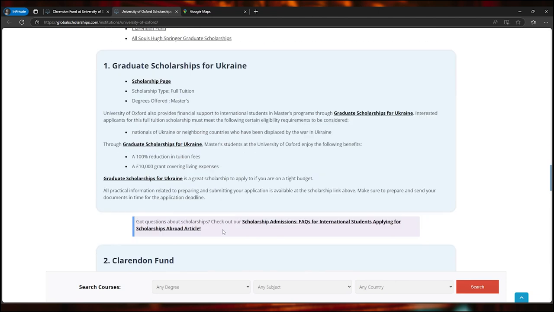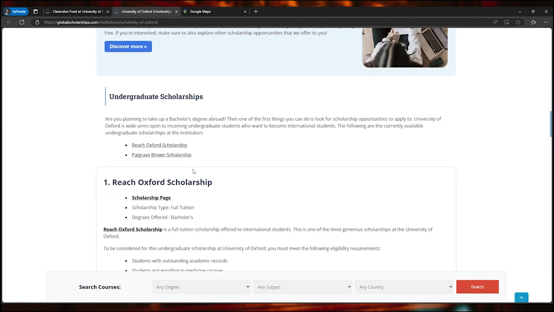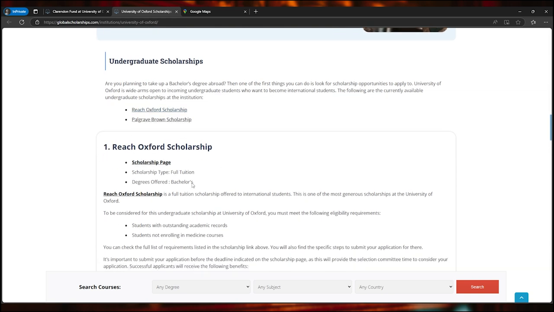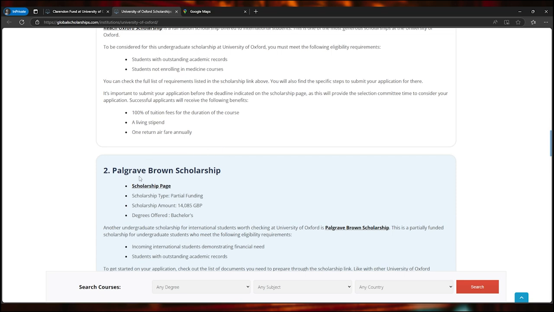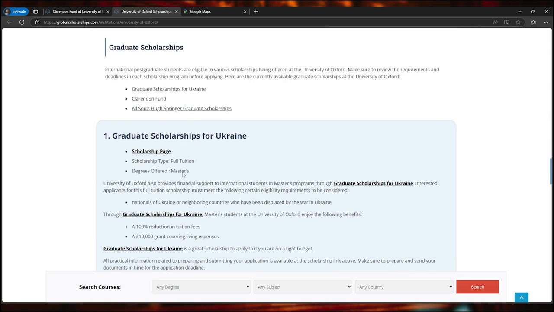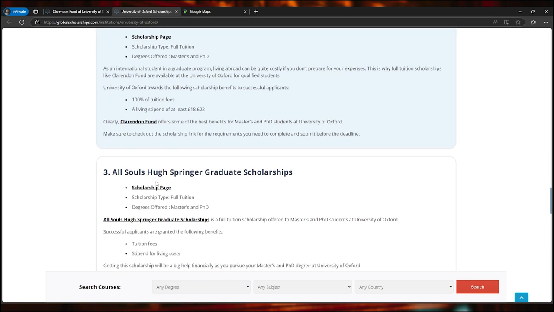As you can see, there are other scholarships. This page shows all the scholarships that we have in our database from that school. For undergraduates, we have two: the Reach Oxford Scholarship, which is full tuition, and the Palgrave Brown Scholarship, which is partial funding. Then for graduates, we have one for Ukraine, which is full tuition, and then the Clarendon Fund, which is what we are talking about, and the Hugh Springer Graduate Scholarships.